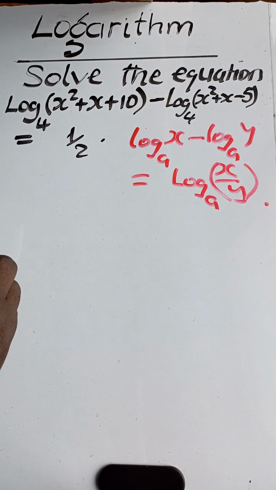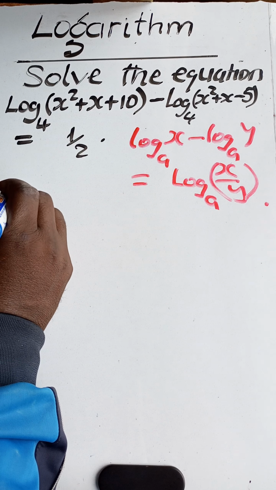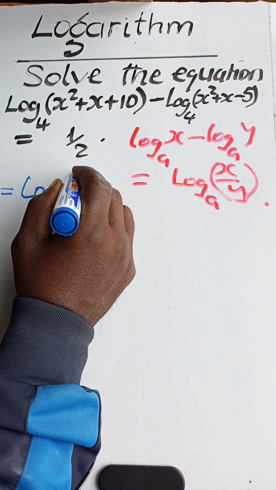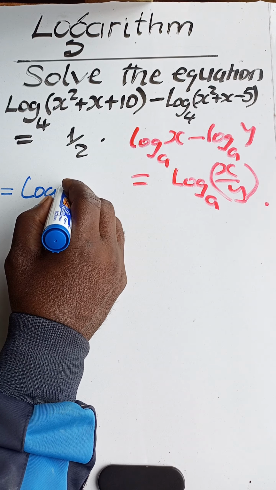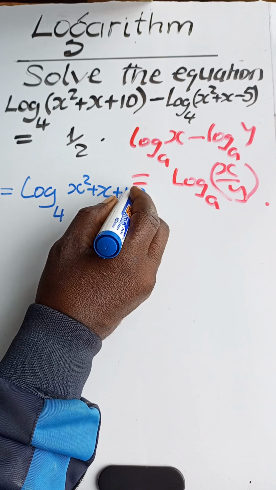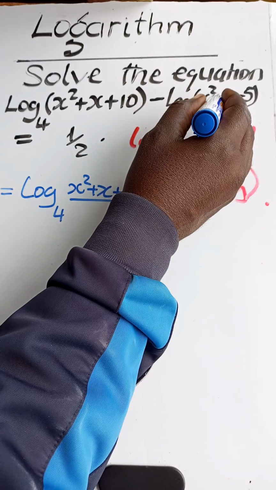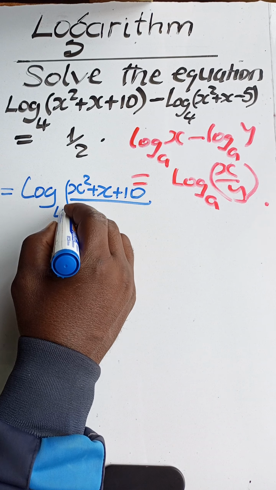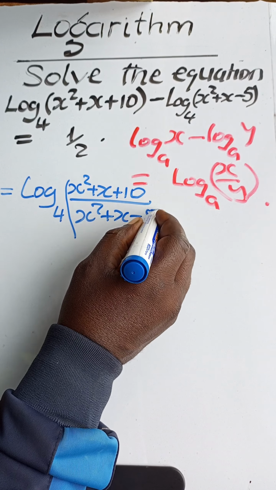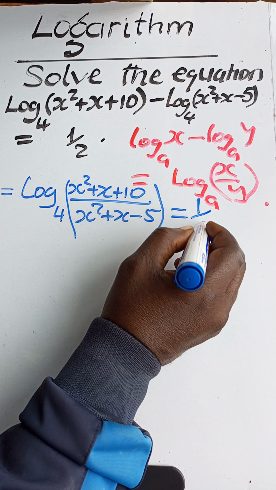Okay, so we are going to write that as log to the base 4 of x squared plus x plus 10 as the numerator, and x squared plus x minus 5 as the denominator. All of that is equal to a half.